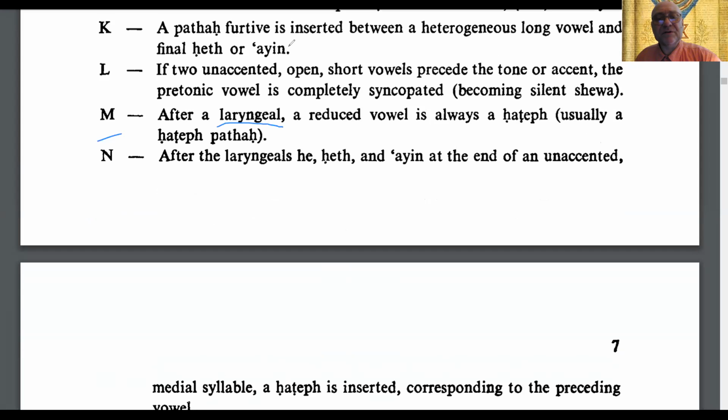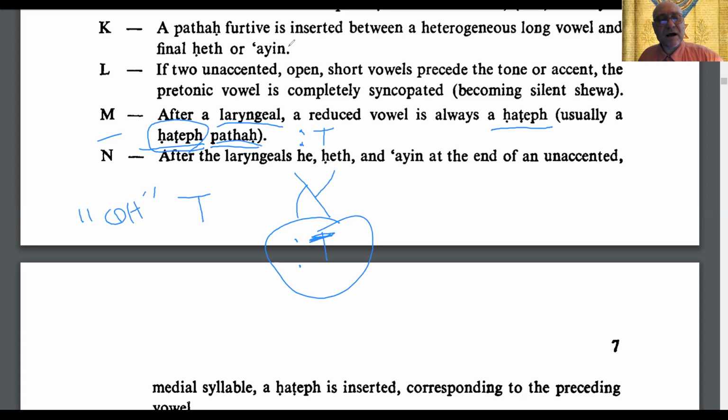Okay, so after a laryngeal, a reduced vowel is always a hataf, usually a hataf patach. Hataf patach, I'm trying to remember. Well, it's a reduced patach. I think that's what they're saying there. So like you could have an ayin or an aleph. This is a regular patach, but if you have a shava next to it, it becomes reduced. Hataf is reduced. Patach is that A class normally, an ah sound.